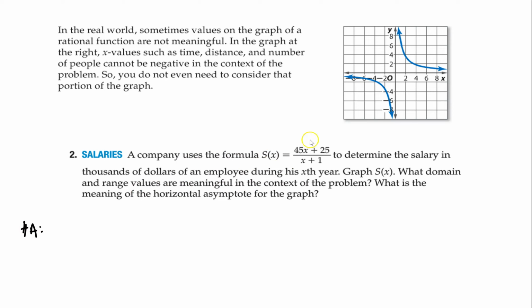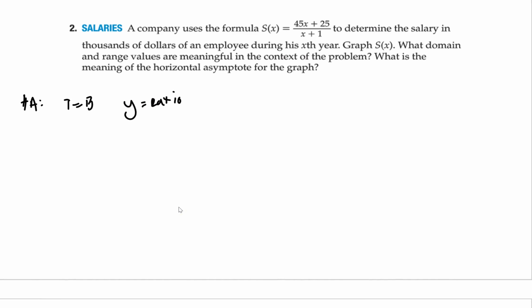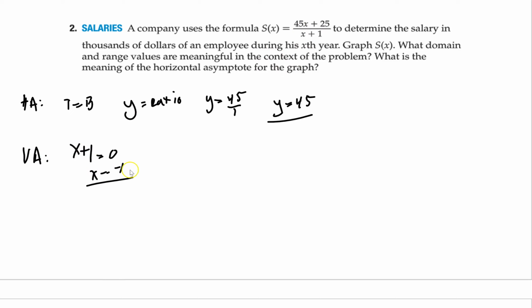In this case, the degrees are the same, so top equals bottom, so it's the ratio, which in this case is going to be 45 over 1, or just 45. So that's my horizontal asymptote, y equals 45. Nothing factors, so we're going to skip holes. Vertical asymptote, so the denominator equals 0. I get x equals -1. That's my vertical asymptote.